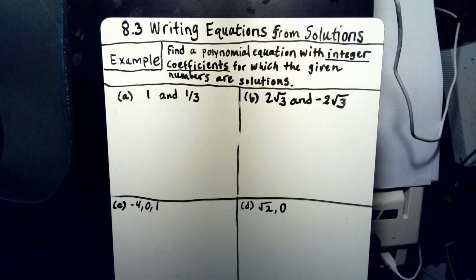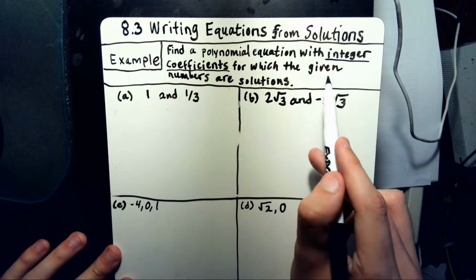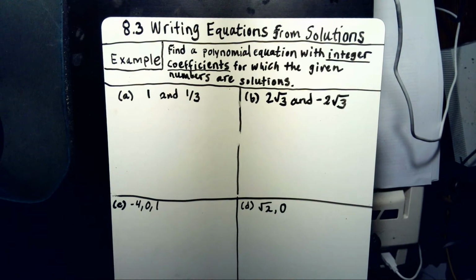Hi everybody. In this video we're going to jump into section 8.3 looking at some more examples. We're going to write equations from solutions. In particular, we're going to find a polynomial equation with integer coefficients for which the given numbers are solutions. Let's jump into example A.